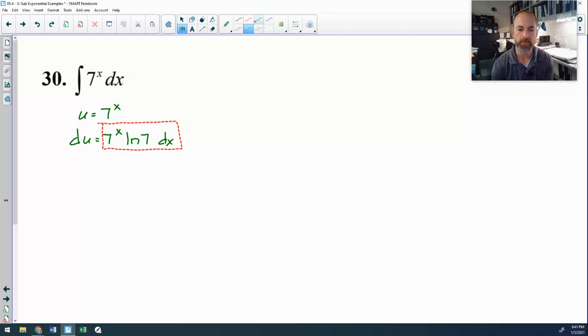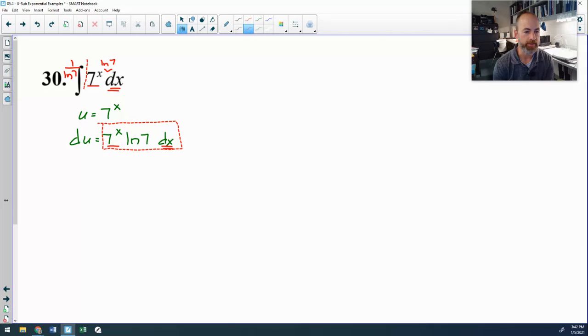And it almost is. I have the 7 to the x. I have the dx. All I'm missing is the natural log 7. And natural log 7 does not have any x's in it. That is a constant. And so I can squeeze a natural log 7 in here, just like I could squeeze a 2 if needed. I could squeeze a 4 if needed. I can squeeze an ln 7. However, you have to put its reciprocal on the outside. So I'm going to put 1 over ln 7 out here. And now I actually can do substitution because I see du in the problem.